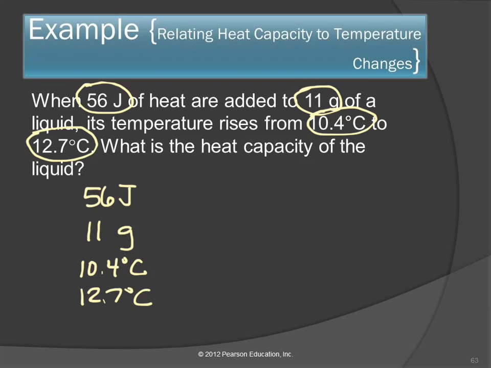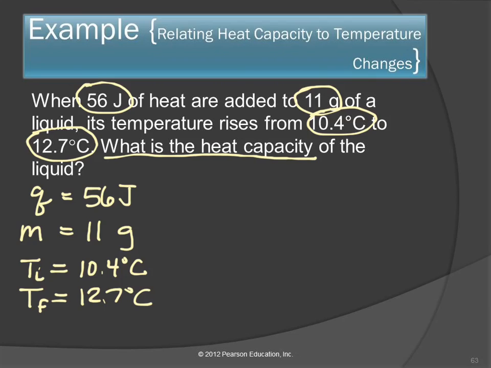11 grams is what? The mass. So that's M. And here we got the temperature rising from 10.4 to 12.7. So 10.4 is the initial temperature, and 12.7 is the final. And then 56 joules, what letter does that get? That's the heat. That's Q. And they are asking, what is the heat capacity? What's the letter that we're using for heat capacity? C.